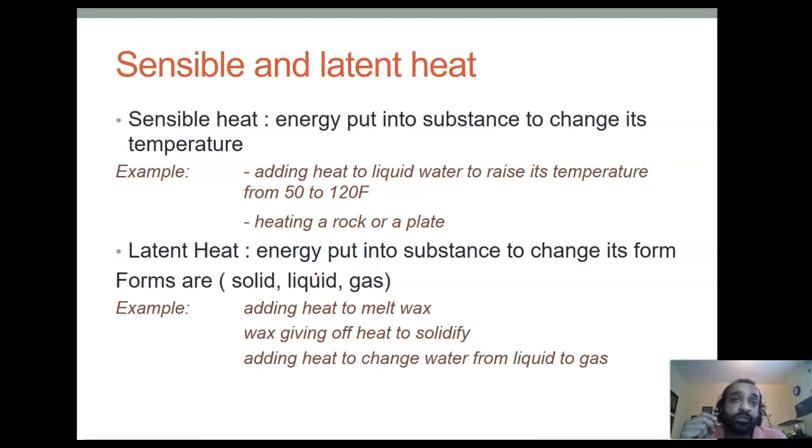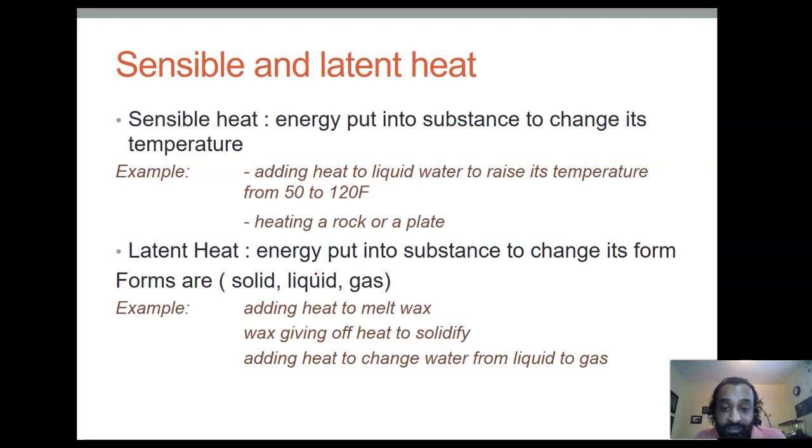Okay, we kept heating that water. It became all liquid. The temperature will increase from 32 all the way to 212, which is the point where the water starts to evaporate. Then it will stop. You cannot heat water more than 212. That's the temperature when it starts to become vapor. So again, the substance changes form. It's changing from liquid to gas. So you will add heat, but you will not see any temperature increase. So that is latent heat.